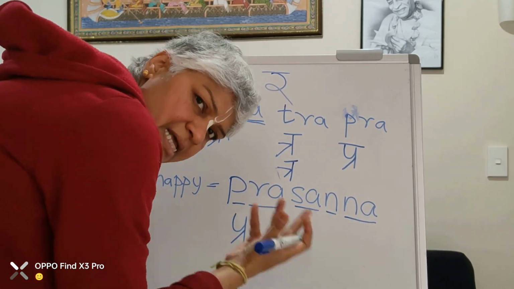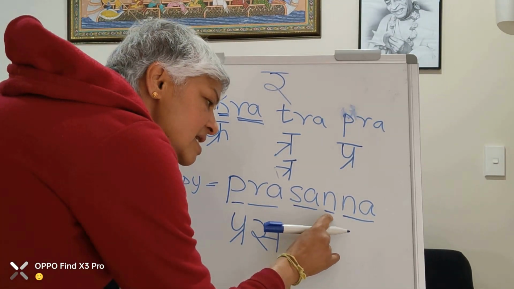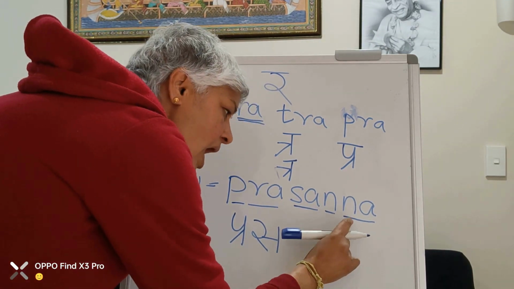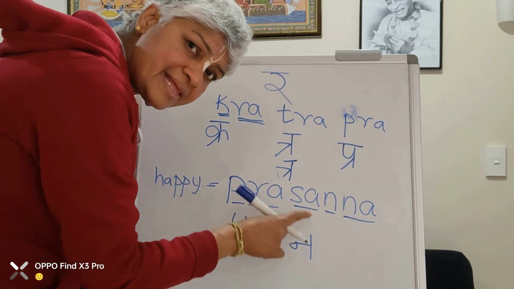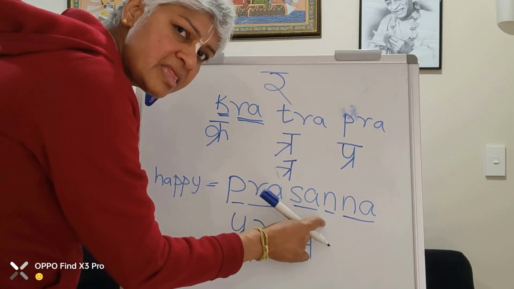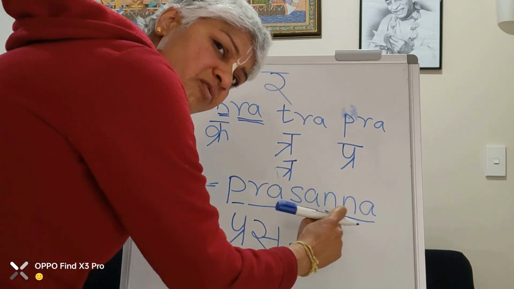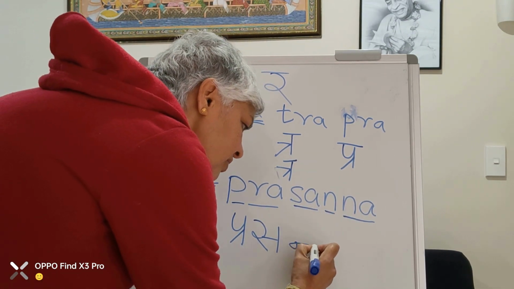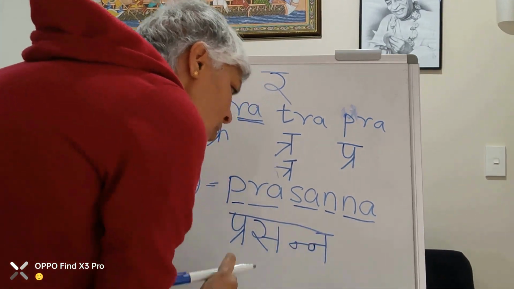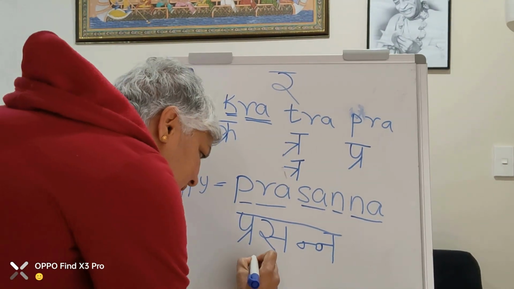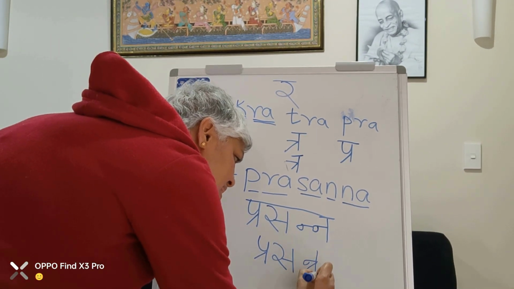Now, sa is a full consonant. Sa, na, in na. Now, how do we write na? We normally write it like this. Oh, remember, it's got the line at the end. So if it's half an n, what happens to the line? It disappears, that's right. And then we have a full na. So you can either write it like this, prasanna, or another way of writing it is pra, sa, na.